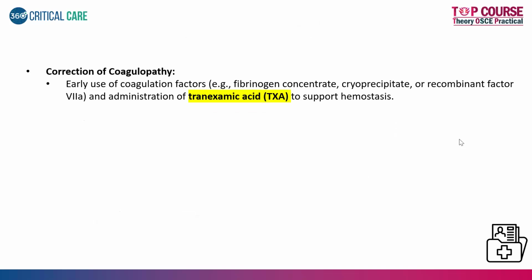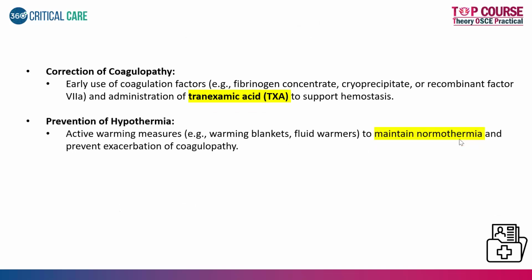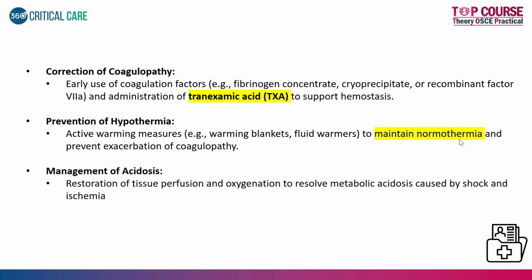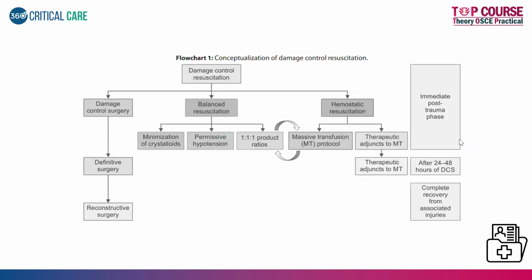Correction of coagulopathy with the use of adjuncts like tranexamic acid, preventing hypothermia and managing acidosis. So this is by and large what the whole thing about damage control resuscitation is. If a question is asked, and you draw this diagram, it has to consist of damage control surgery, balanced resuscitation, hemostatic resuscitation, minimalization of crystalloids, permissive hypotension, and the ratio that has to be remembered.